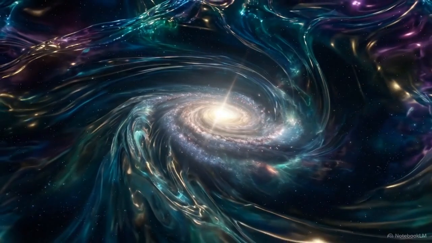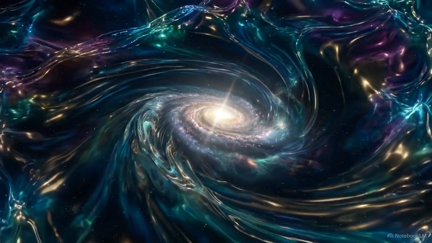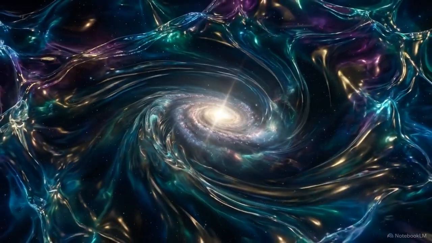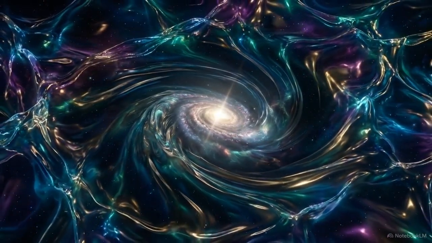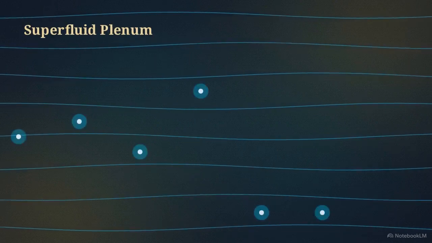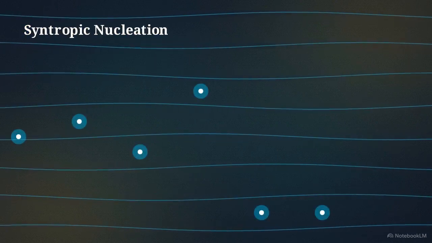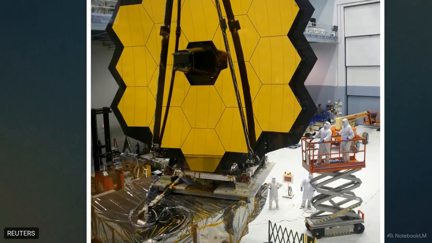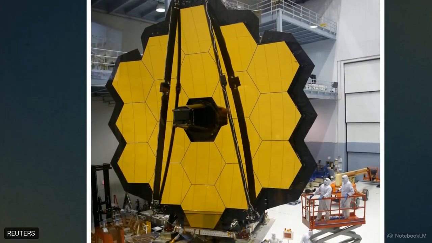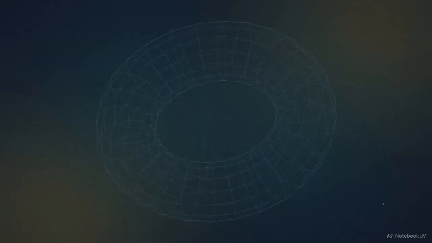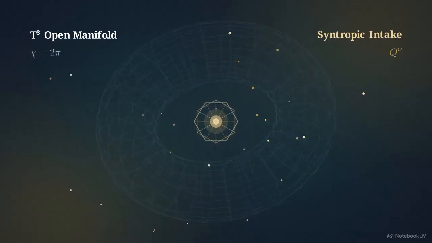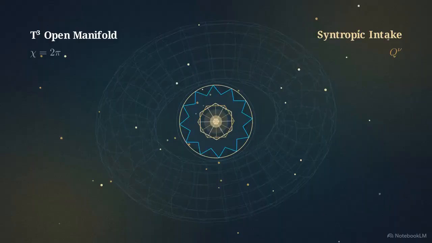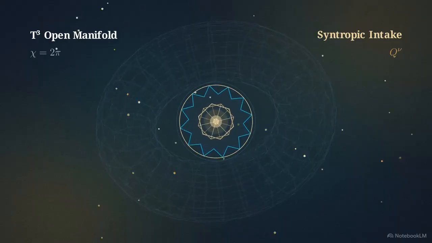Replacing invisible particles with fluid geometry satisfies both the rotational mechanics of individual galaxies and the expansion data of the deep cosmos. This fluid structure provides the scaffolding required for mature galaxies to assemble rapidly. These systems coalesce along pre-existing currents in the plenum, which explains the mature structures currently being documented by the James Webb Space Telescope. The expansion of the toroidal manifold acts as a continuous intake, an open thermodynamic circuit called syntropy.